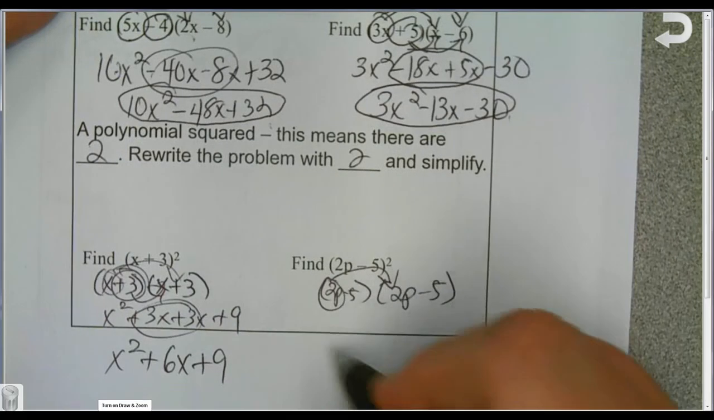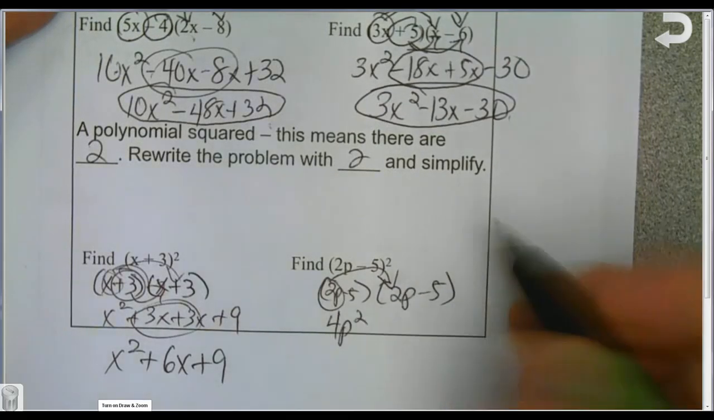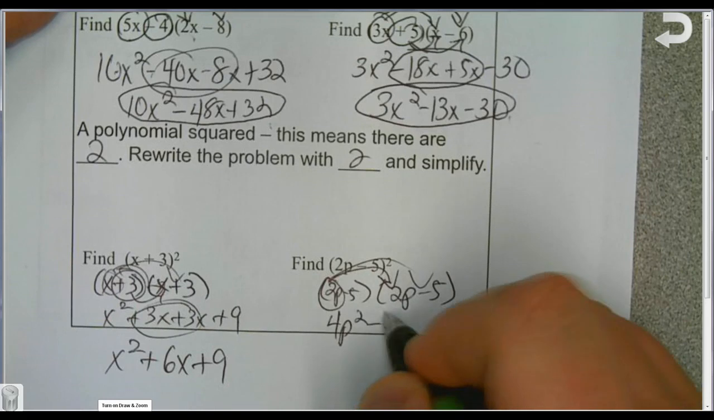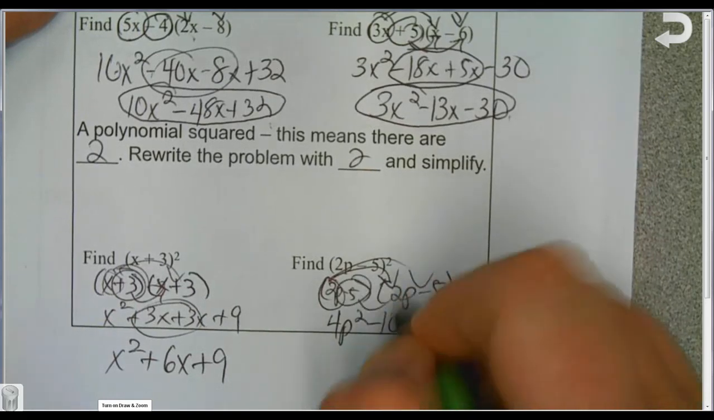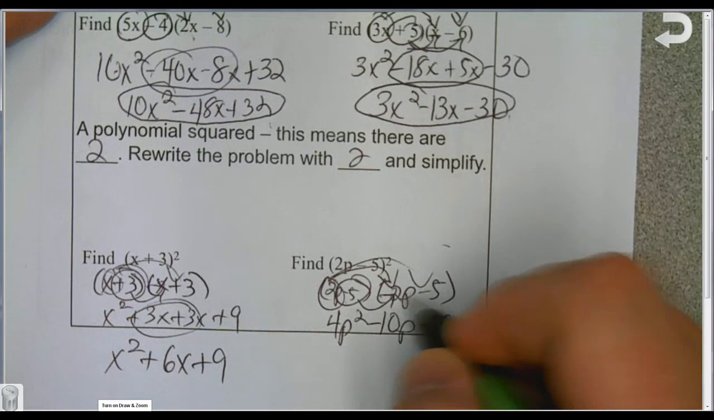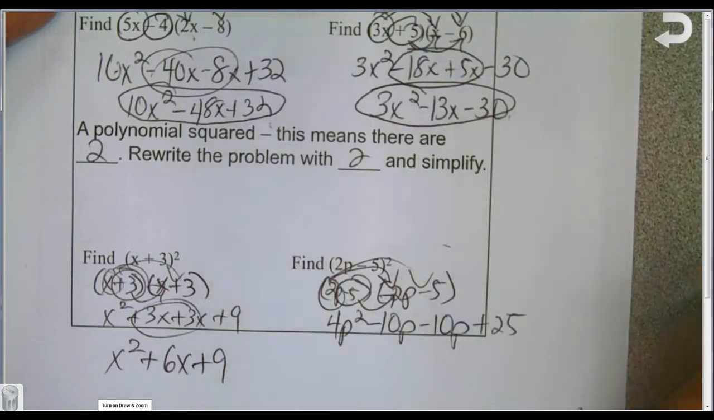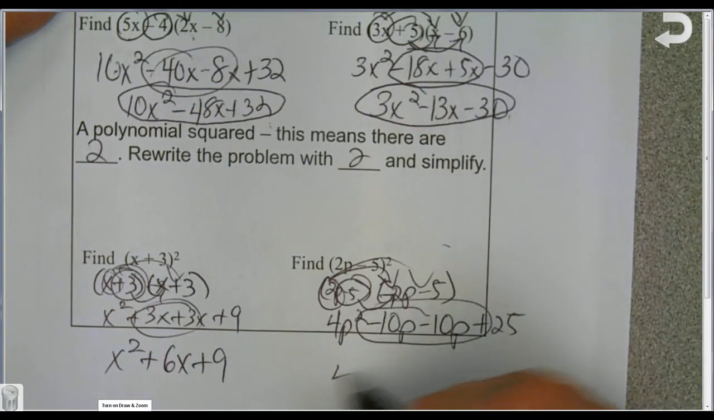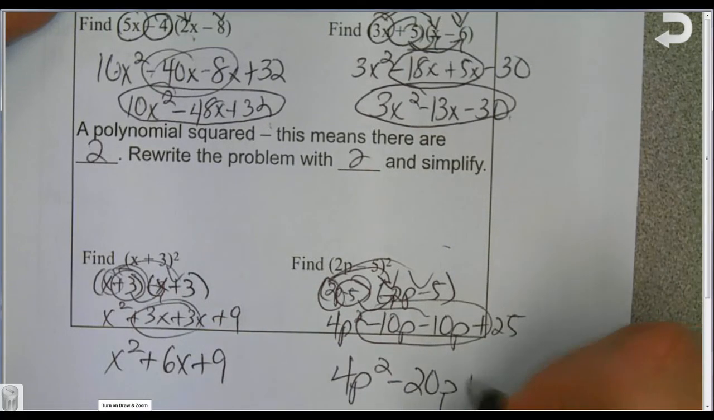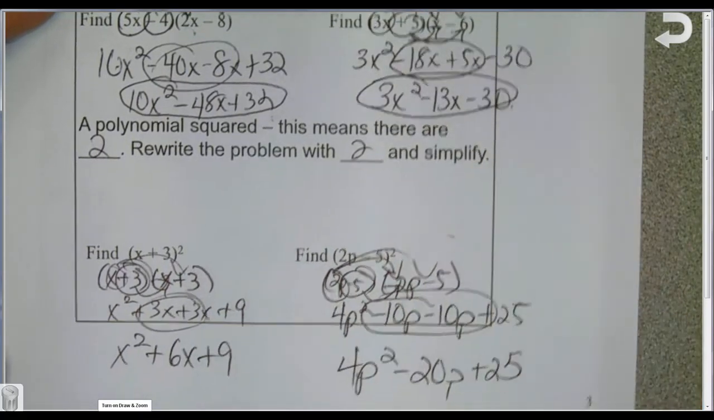2p times 2p, 4p squared. 2p times negative 5, negative 10p. Negative 5 times 2p, negative 10p. Negative 5 times negative 5 plus 25. Combine the middle, 4p squared minus 20p plus 25. So that's one exception.